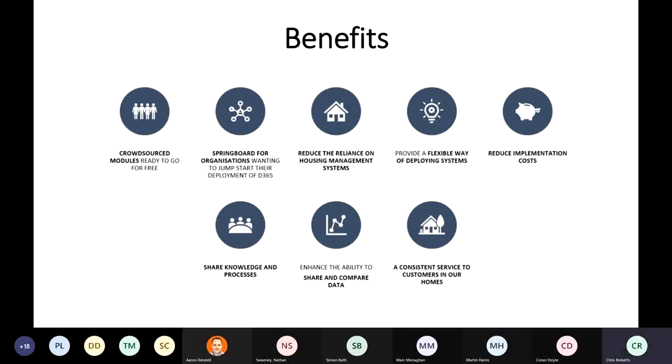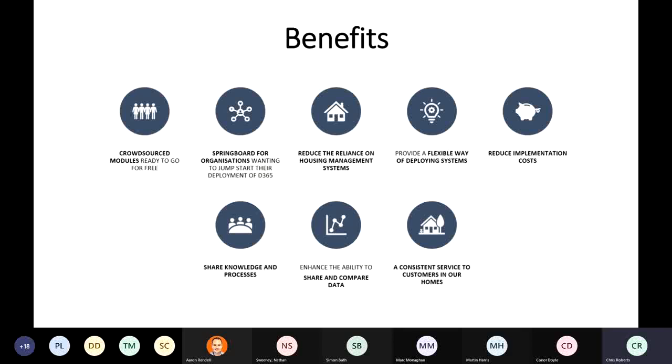Doesn't include obviously integration with other systems, but it really does give you a springboard to Dynamics implementation. Does reduce this reliance on housing management systems that have been around for a long time and do cost sometimes some substantial amounts to make any changes in. And as we all know, they'll provide a flexible way of deploying the systems, so we can work with teams, deploy, and then keep going. And really does significantly reduce the implementation costs.